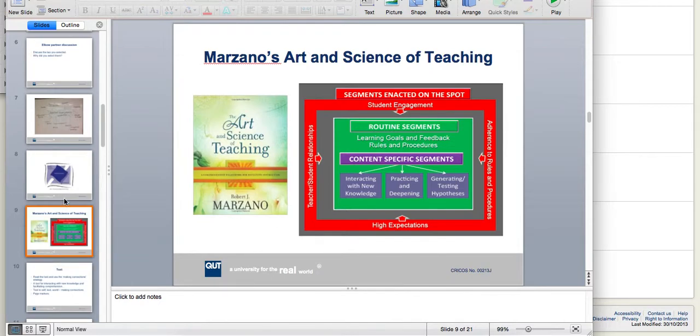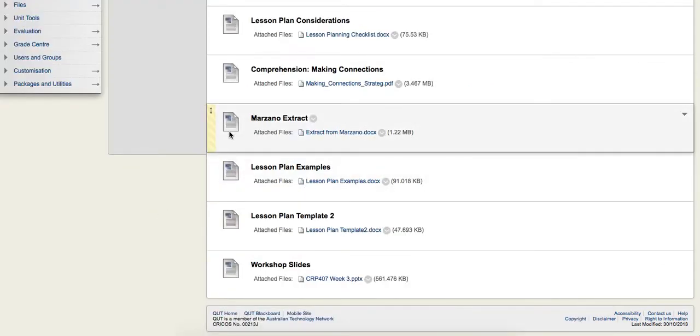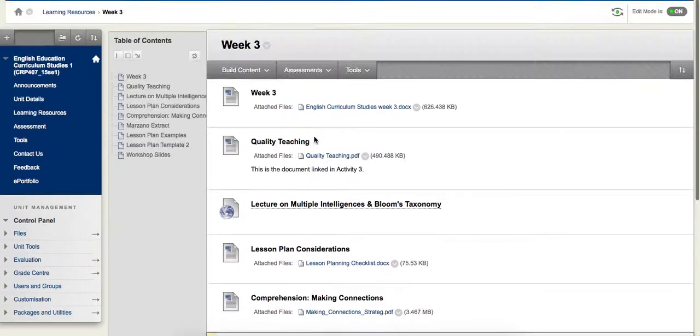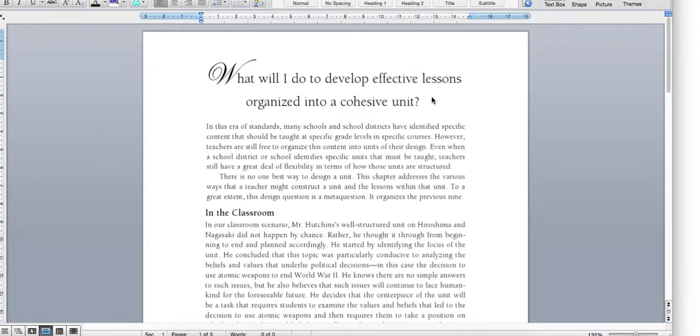Now, Chapter 10 in this textbook has some information about lesson and unit planning. So that's what we're going to read from now. So there are 2 things you need to know for the next part. The first is what you're going to read, and the second is what I want you to do when you read it. So number 1, let's find what I want you to read now, if you haven't already. I want you to read the Marzano extract, which is here under week 3. Sorry that it's not terrific quality, I just took screen clippings of it.